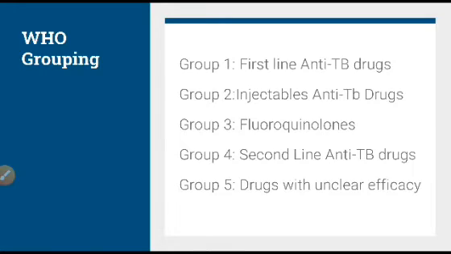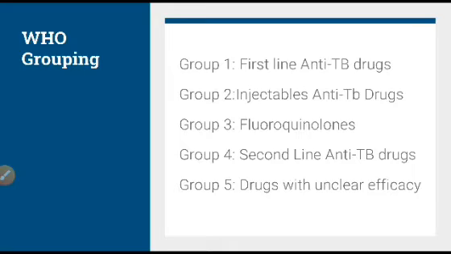Now group number 4, where second line oral anti-TB drugs are preferred. These are less effective, bacteriostatic and more toxic oral drugs for resistant kinds of TB. That's why these drugs have been kept in the second line of treatment. Examples like ethionamide, prothionamide, cycloserine, terizidone and PAS.